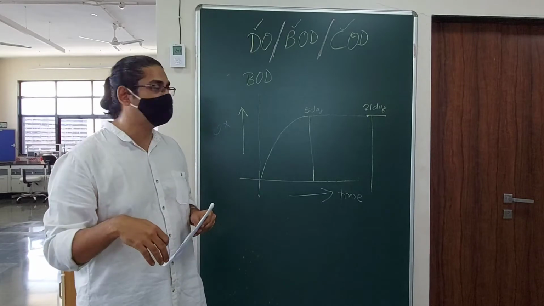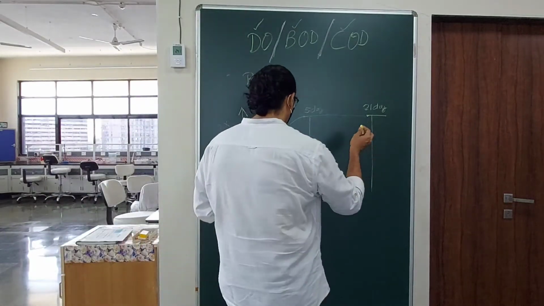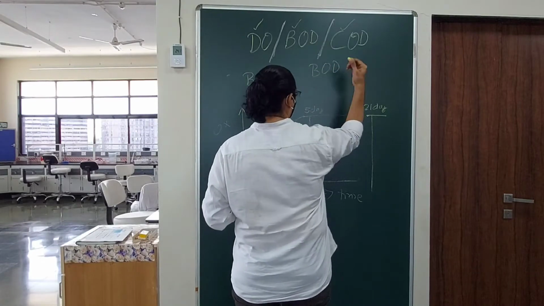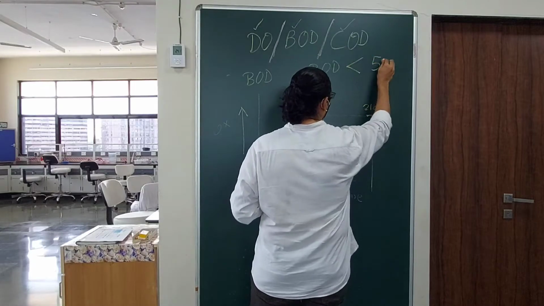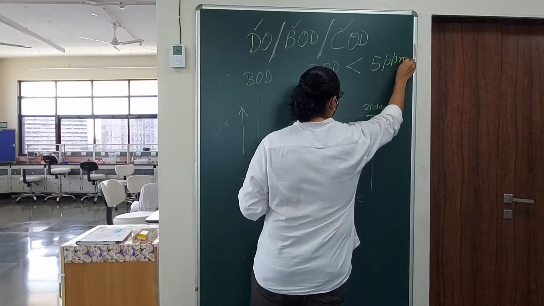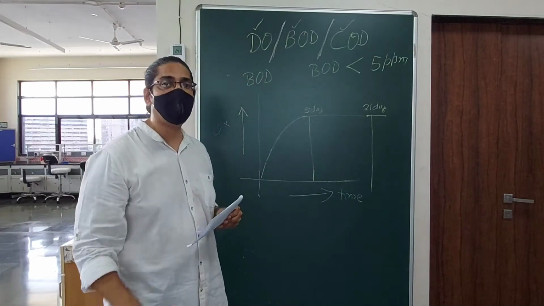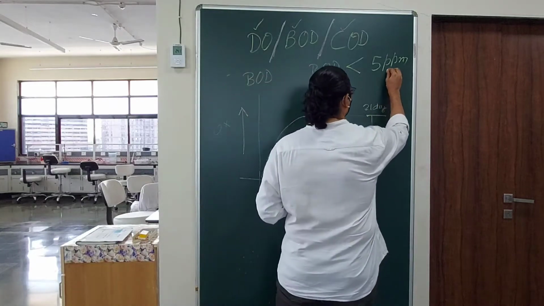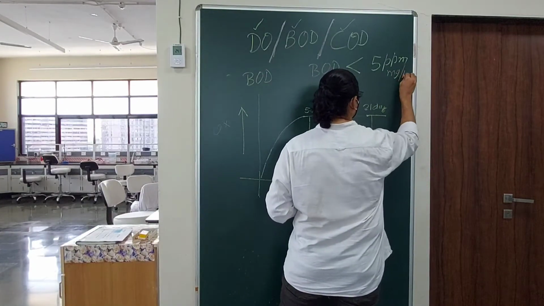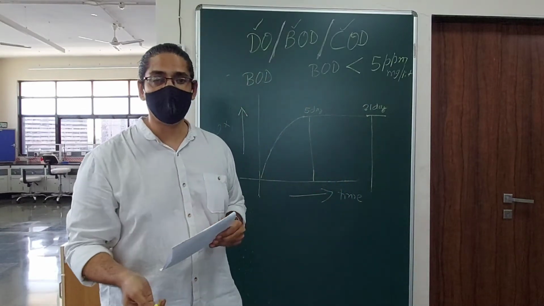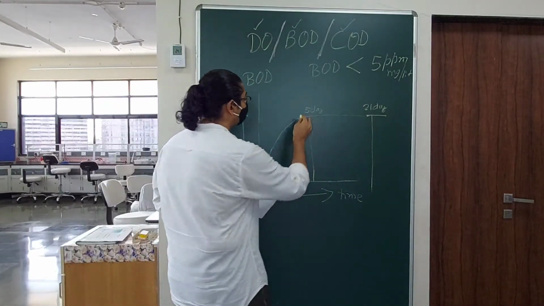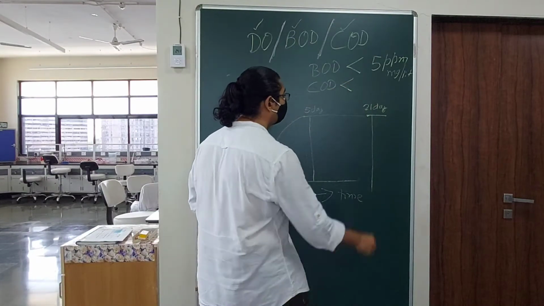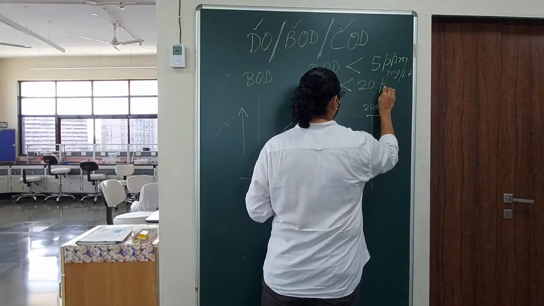But according to the standards, BOD for drinking water should be less than 5 ppm, parts per million. What is parts per million? It is milligrams dissolved per liter. That's the definition of parts per million. Now for COD, preferably it should be below 20 ppm.